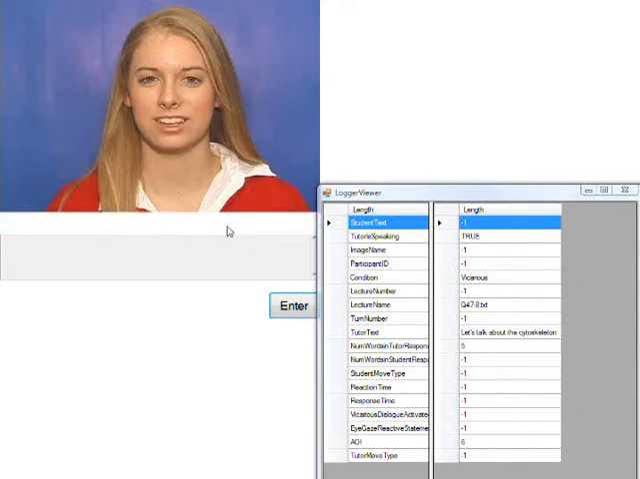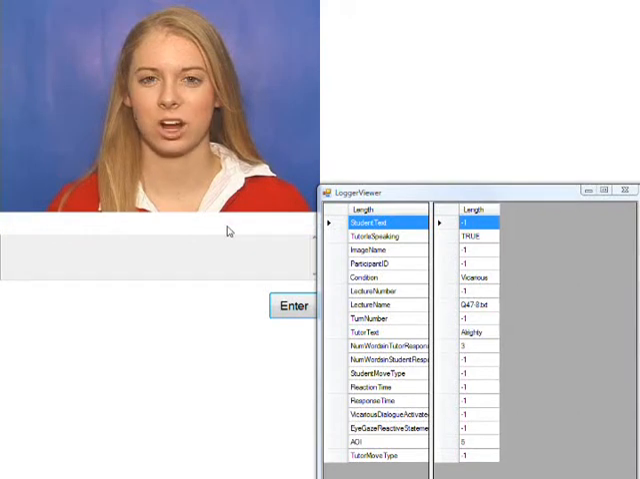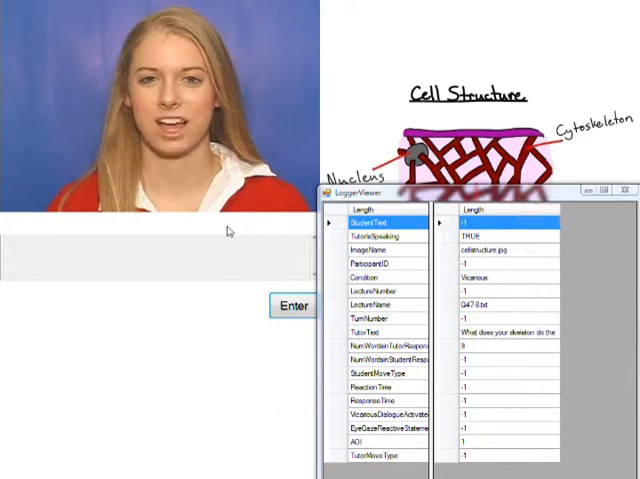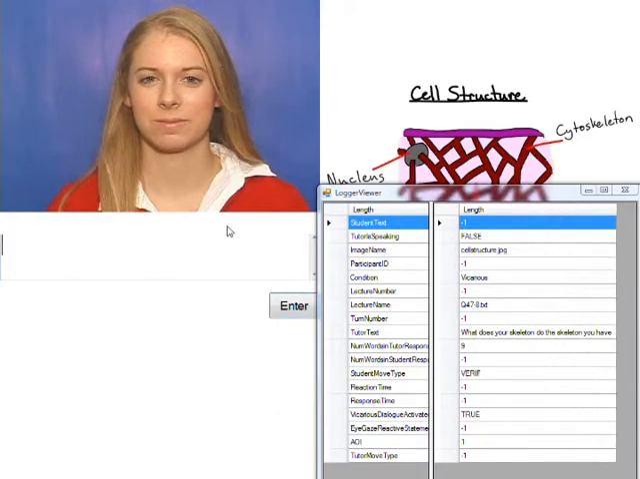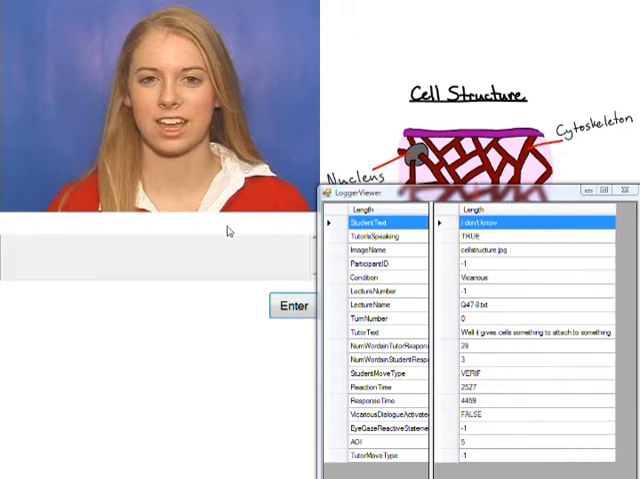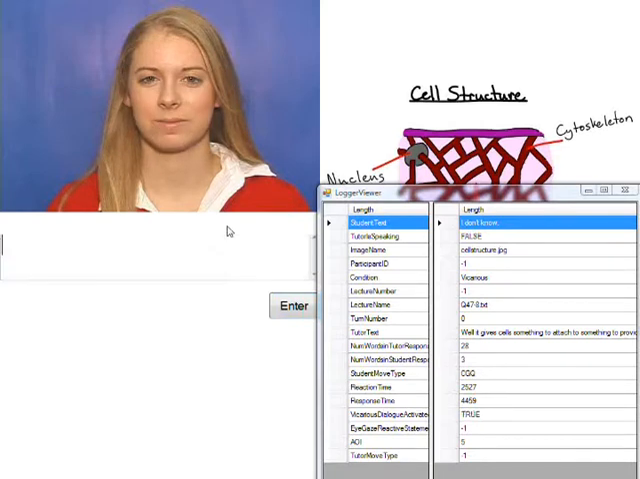Let's talk about the cytoskeleton. Alrighty, the cytoskeleton. What does your skeleton do, the skeleton you have? Well, it gives cells something to attach to, something to provide form for the organism, give it some shape, some strength, some structure, some stability, right?